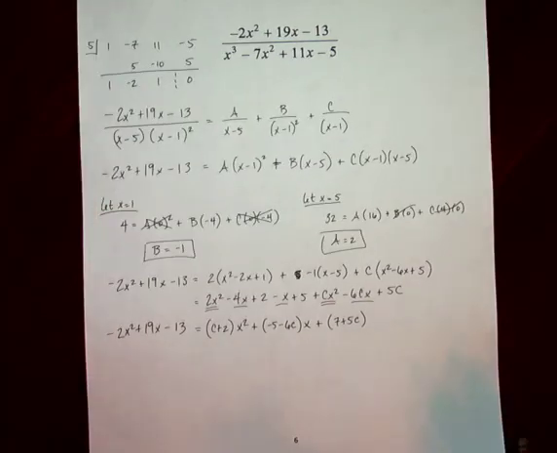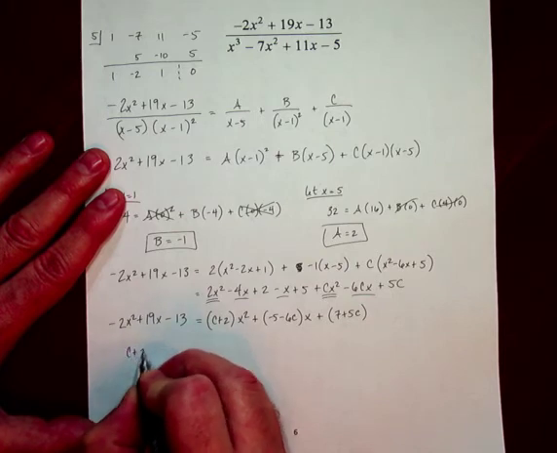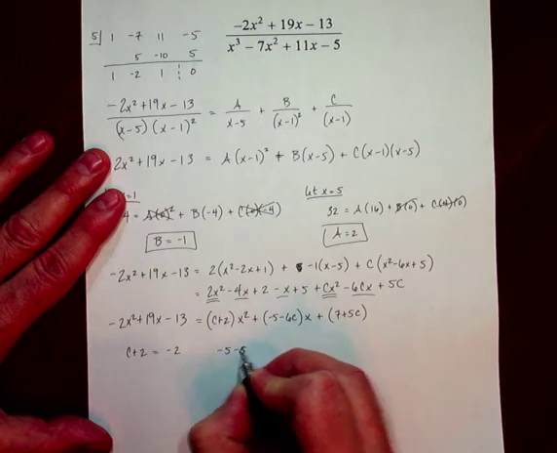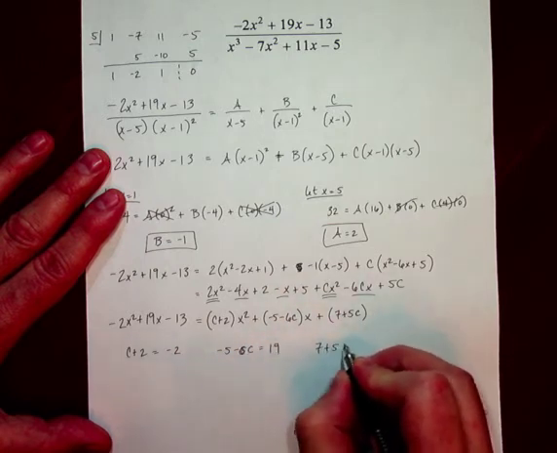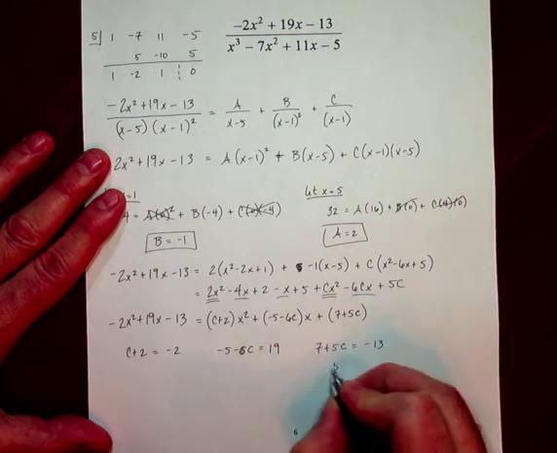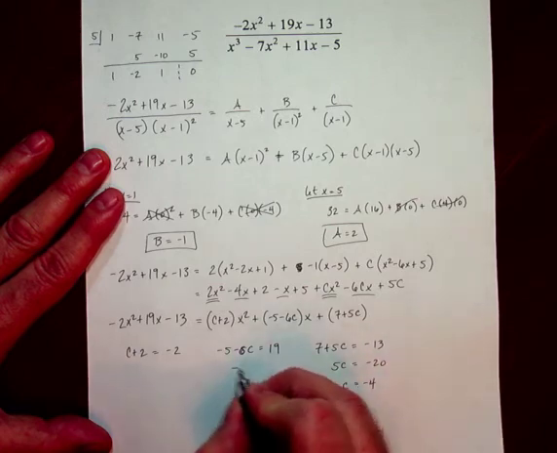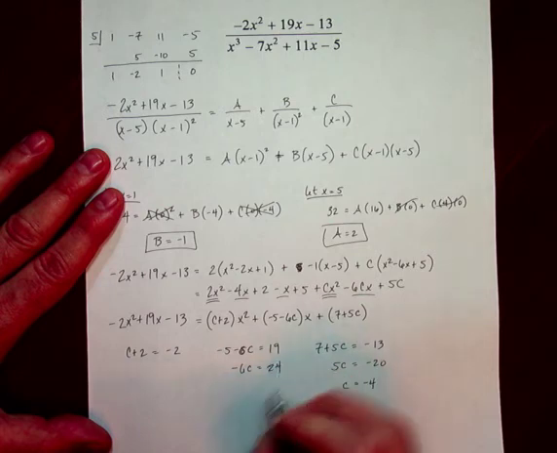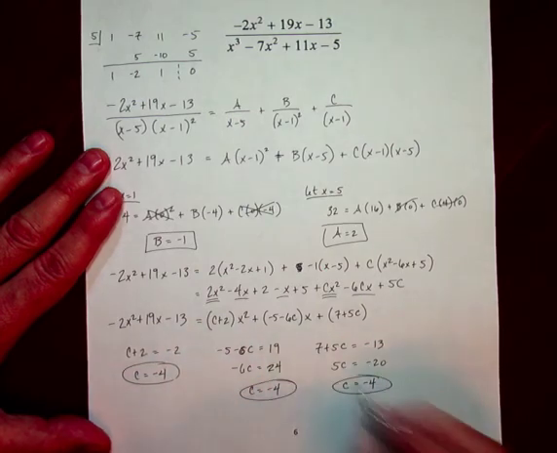Now you only have to solve for one of these, but I'm going to solve for all 3 just to demonstrate, right? And you get c plus 2 is equal to -2. -5 minus 6c is equal to 19. And 7 plus 5c is equal to -13. 5c is equal to -20, c is equal to -4, and -6c is equal to, and basically I add over here, so this winds up being 24, so again c is equal to -4. Oh my gosh, well you look at this, they all tell me that c is equal to -4.